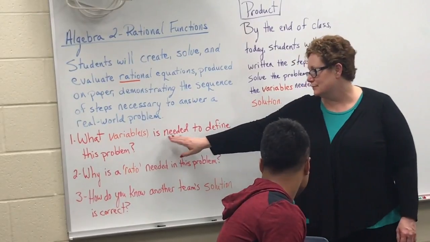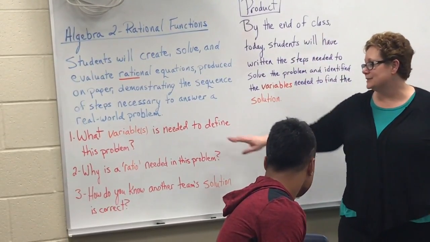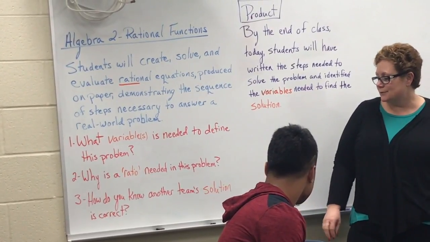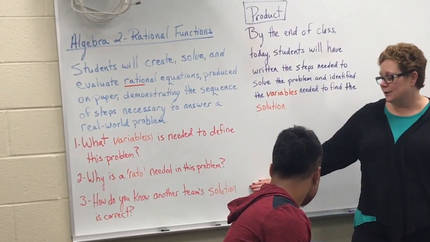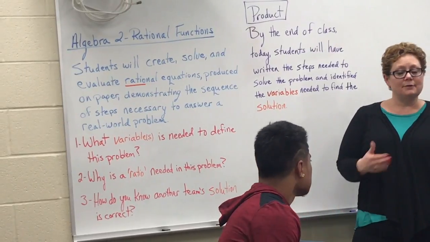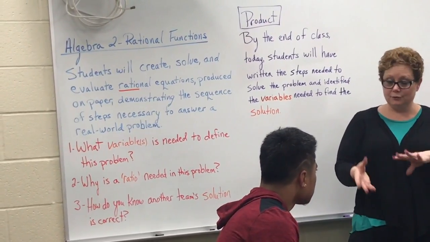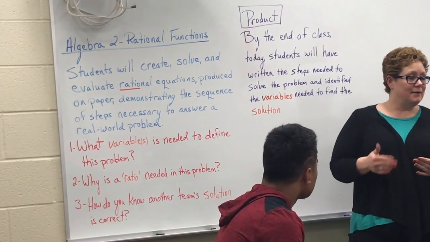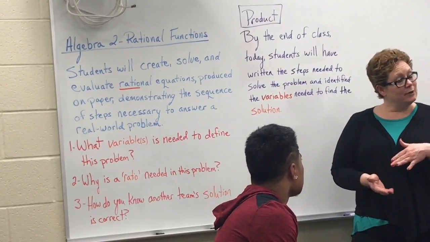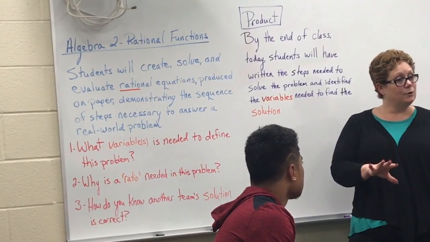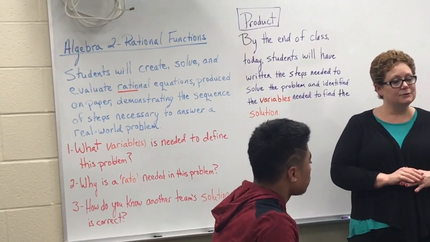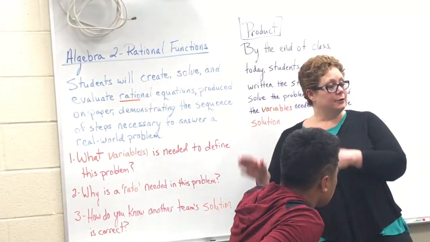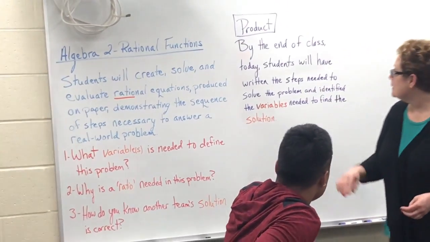What variable or variables is needed to define the problem? Why is a ratio needed in this problem? And how do you know another team's solution is correct? After you've worked through some yourself, you'll trade papers with the other team and check each other's work and see if they've done it correctly, whether or not you agree with their answer, because you could have done the steps correctly but not come up with the same answer. You're going to comment or annotate their paper so that you can share your comments with them.